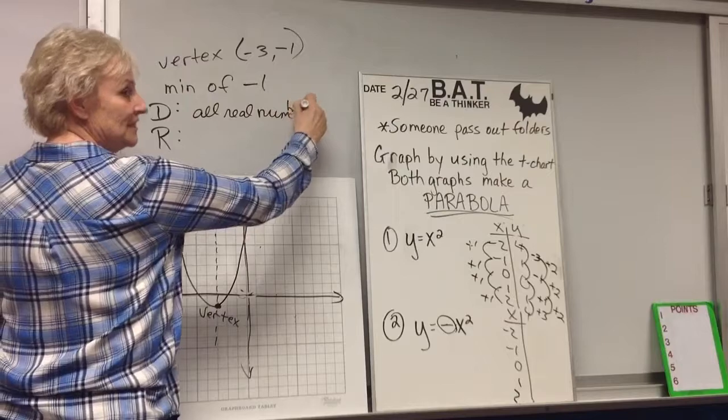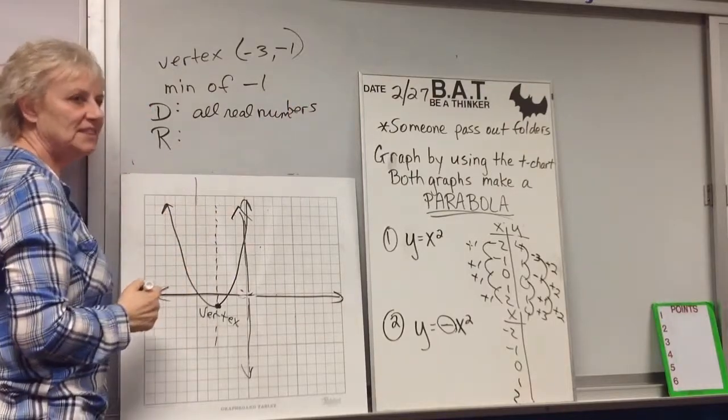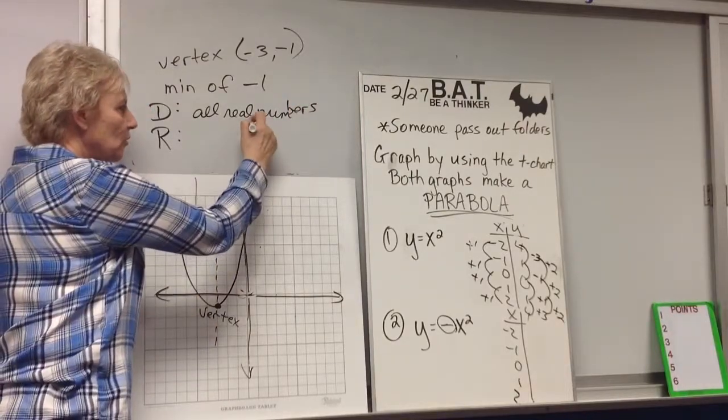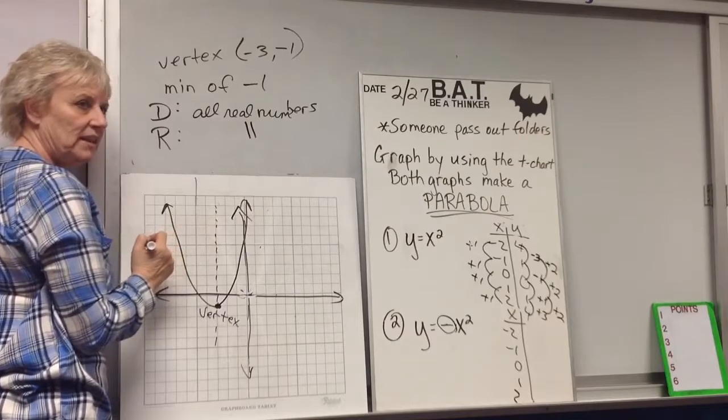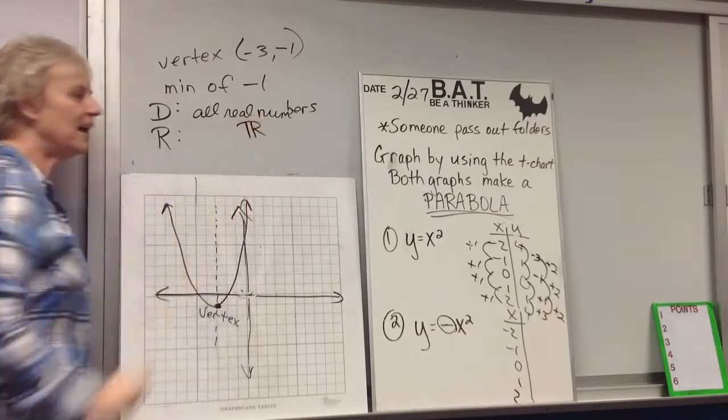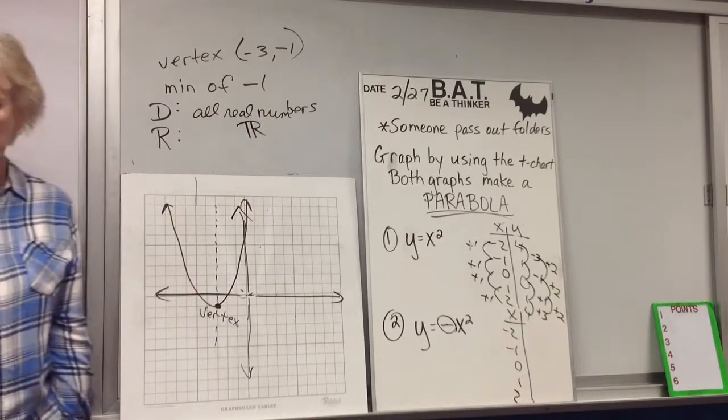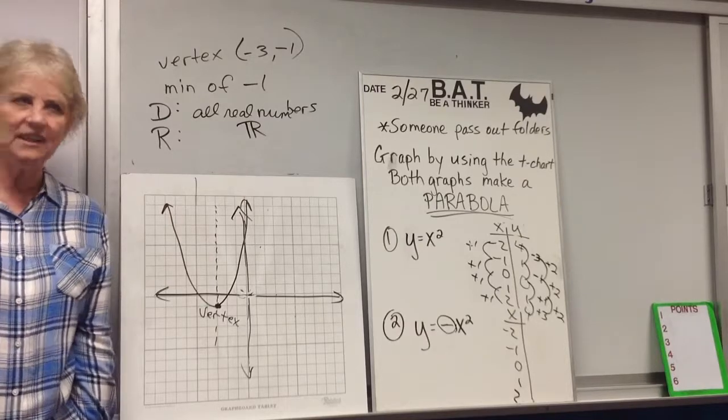Always. This is the symbol for all real numbers. Instead of one line, you make 2, and you make an R out of it. If you don't like to write all real numbers, we all know you like shortcuts.